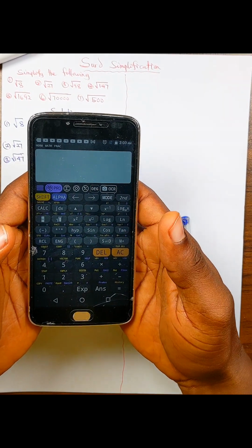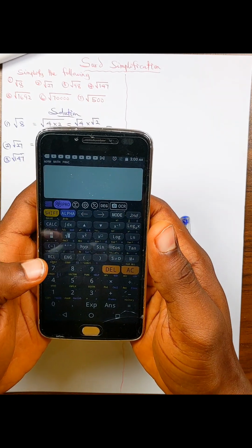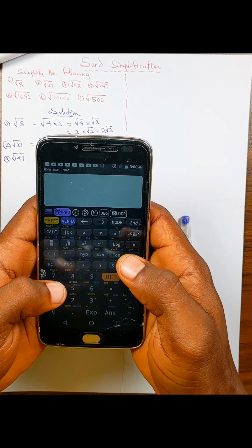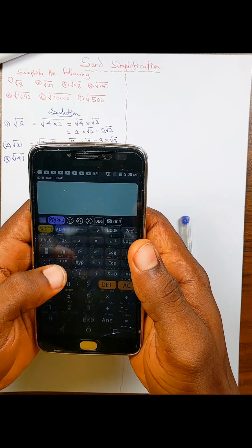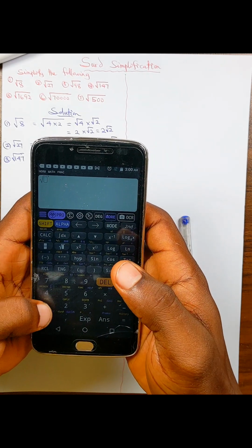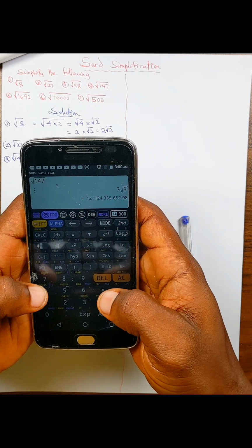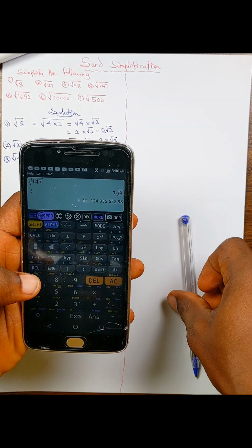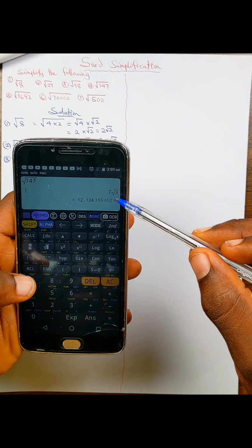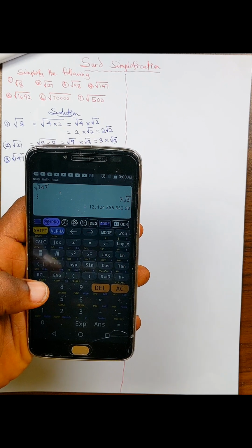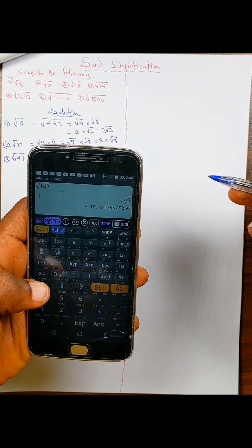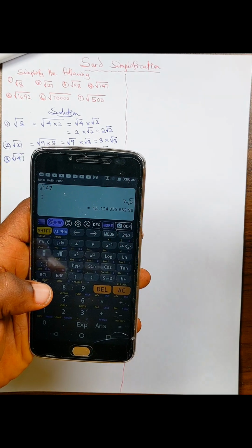So assuming you have this as your calculator, what you have to do is type the expression on your calculator, preferably a scientific calculator. So the square root of 147, and then you press equals. Realize that it gives you 7 root 3. It gives you 7 root 3. And that is the answer you are supposed to get. But mostly these questions don't require you to use a calculator to get the final answer.